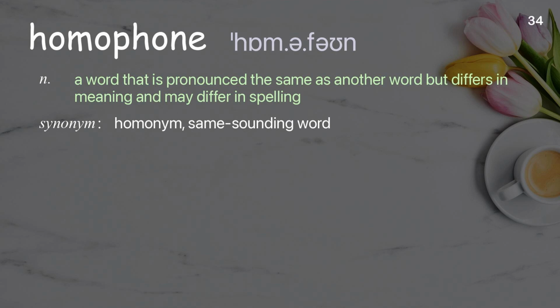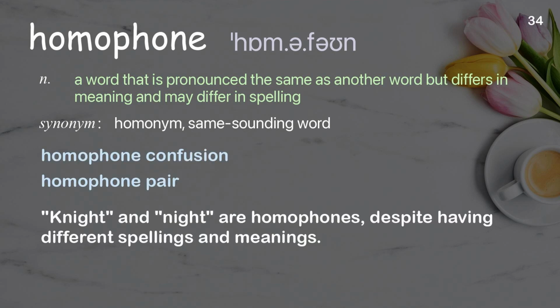Homophone. A word that is pronounced the same as another word but differs in meaning and may differ in spelling. Examples: Homophone confusion. Homophone pair. Night and knight are homophones, despite having different spellings and meanings.